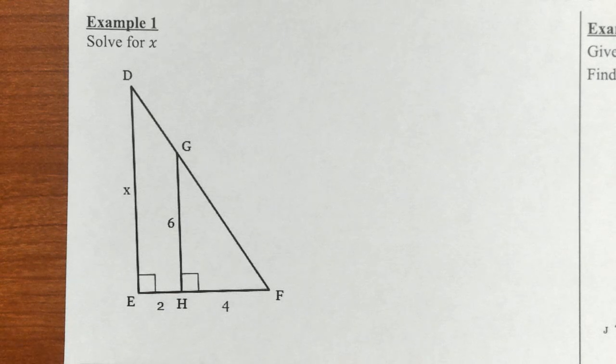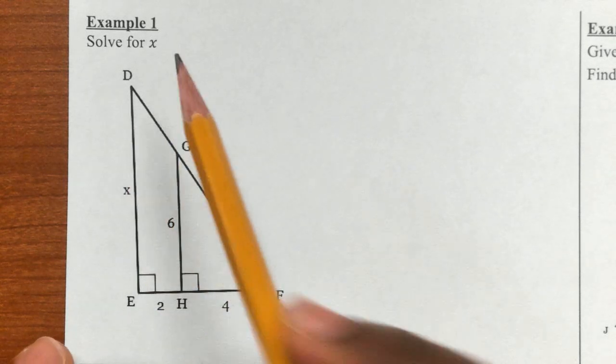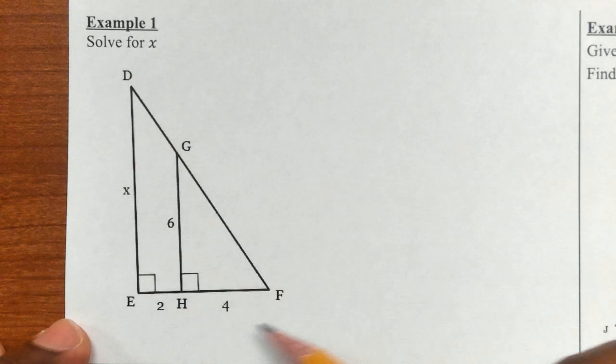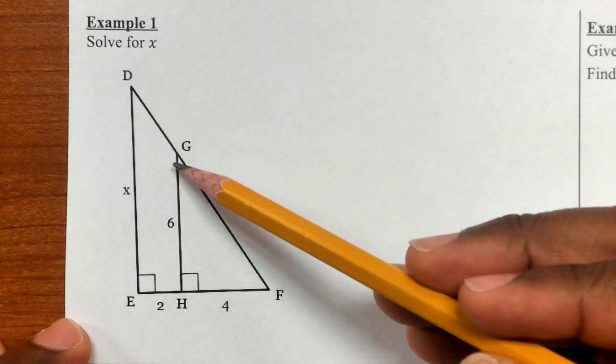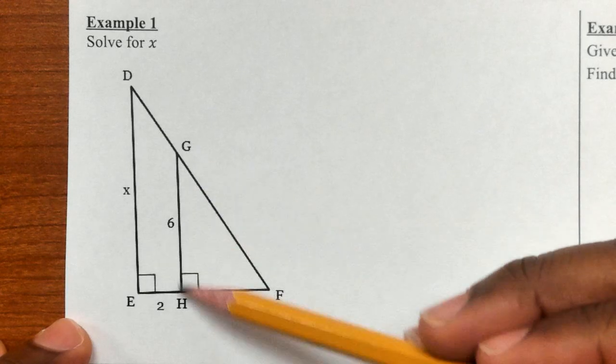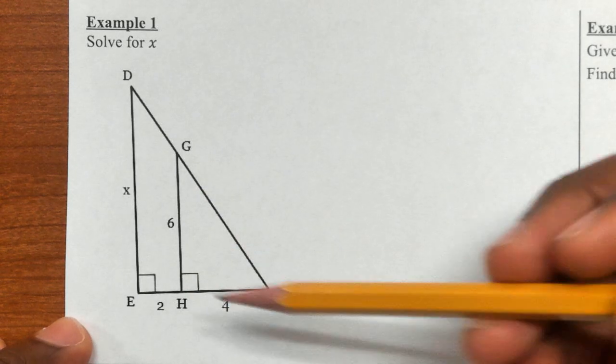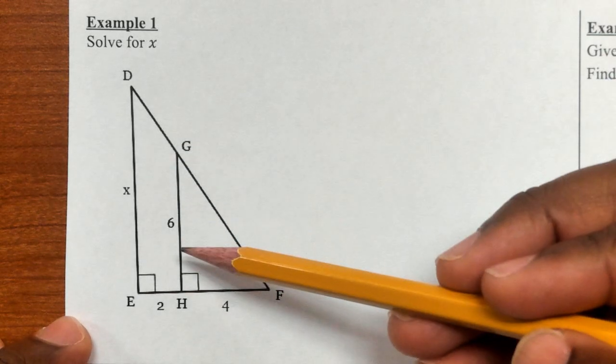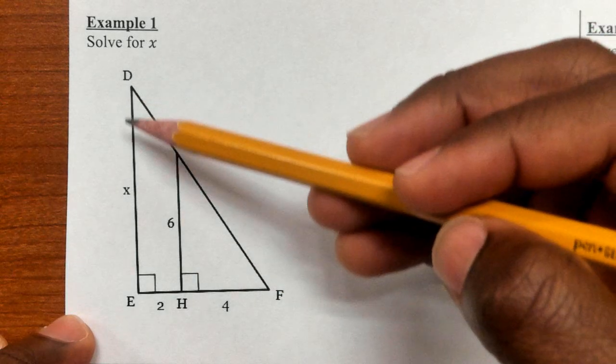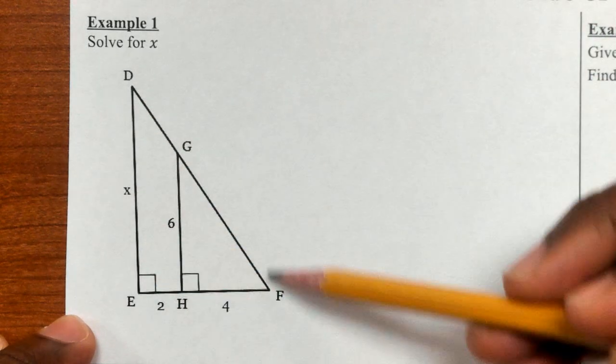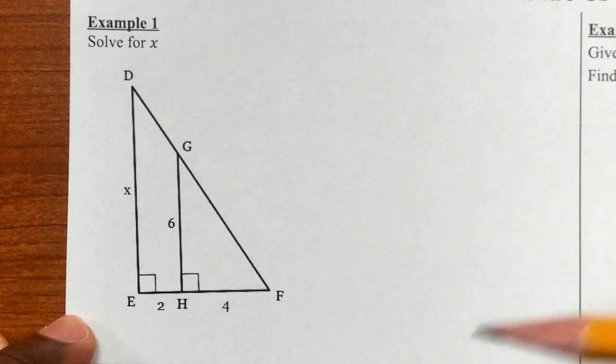Skill 11, example 1. The question says to solve for x. So what we have right here, guys, is a big triangle and a smaller triangle inscribed inside of it, okay? So this is called a conjoined triangle. They're two triangles that share the same body. So it's like conjoined twins.